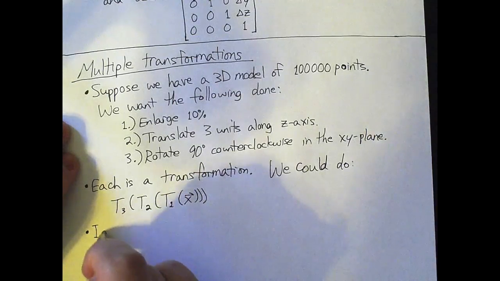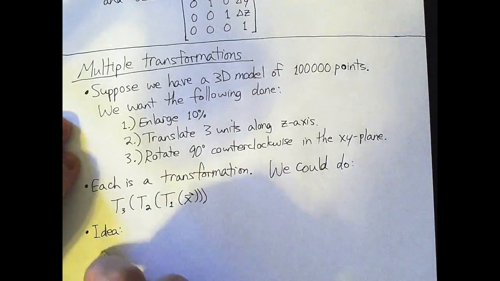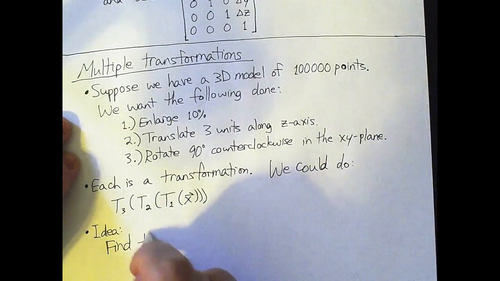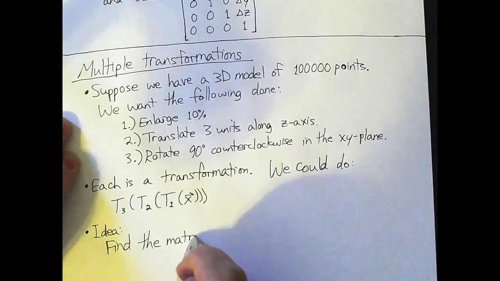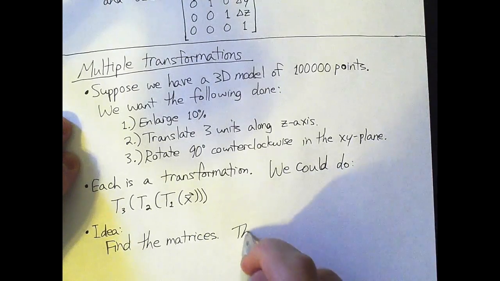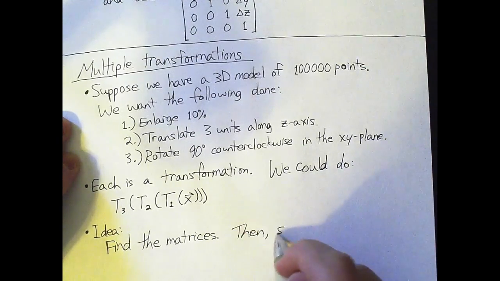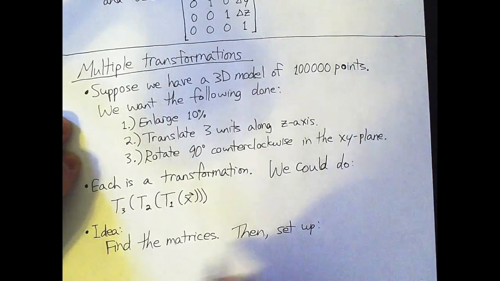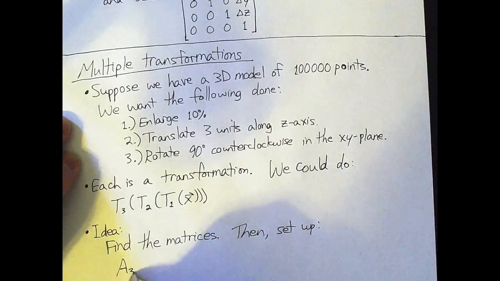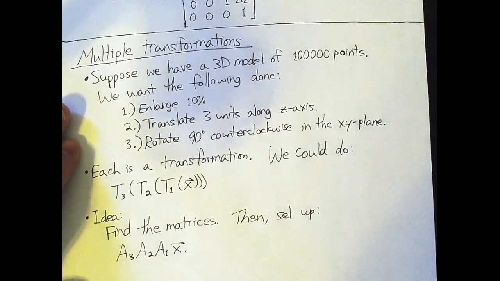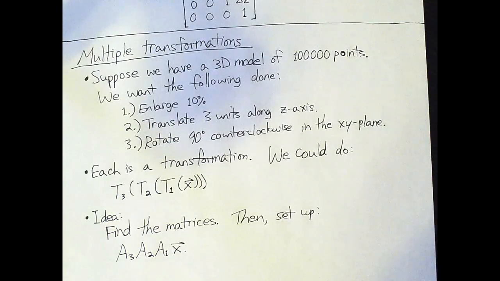Here's an idea. Let's find the matrices, and then set up A3, A2, A1, X. Because that's how we're going to apply these transformations, just by multiplying by the corresponding matrices. Again, I have them in the correct order. This is the order that I wanted.